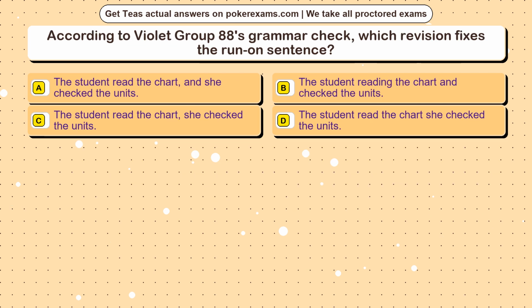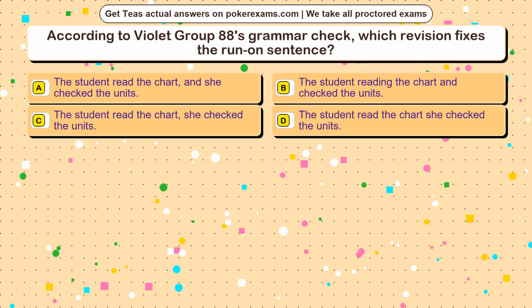Question 24. According to Violet Group 88's grammar check, which revision fixes the run-on sentence? Option A. The student read the chart, and she checked the units. Option B. The student reading the chart and checked the units. Option C. The student read the chart, she checked the units. Option D. The student read the chart, she checked the units.